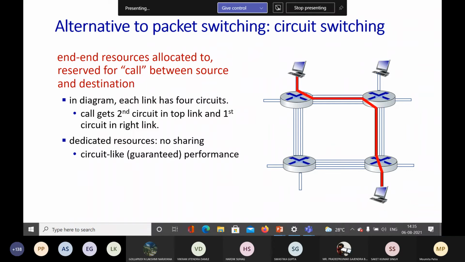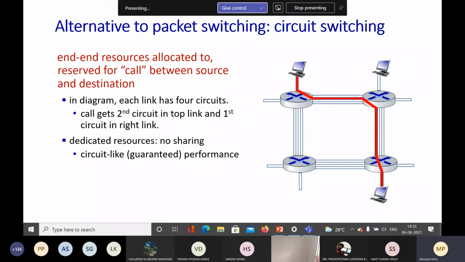Now, let's check why circuit switching is helpful for us. First thing is that it is not sharing any resources with anybody, so you are getting the full resource. So your capacity will increase in the end, right? Also, it will give you guaranteed performance. Since it is a dedicated path and the performance is guaranteed, that is why it is known as circuit-like performance.